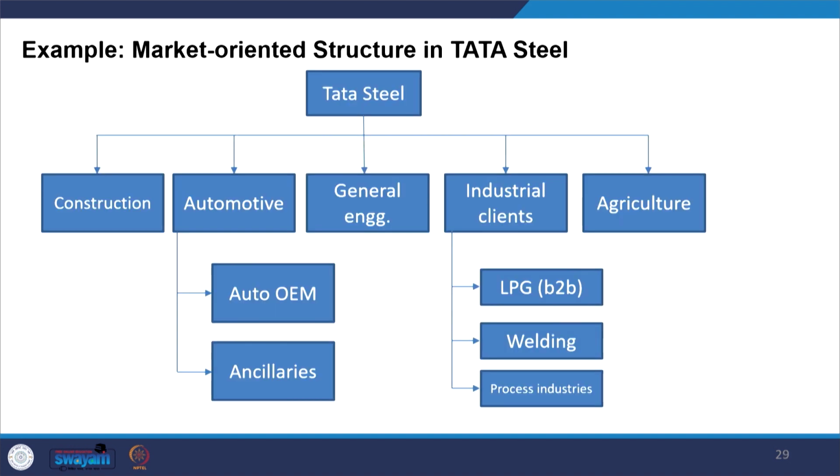Now, this is a structure for Tata Steel, for example, we have made it for Tata Steel. Tata Steel has different divisions: construction, automotive, general engineering, industrial clients, agriculture. So, these are different segments and each segment can have subdivisions. For example, automotive has OEMs and ancillaries, right, and for industrial clients you have LPG, and the welding and process industries. So, all these divisions are divided, or the structure of the organization is made on the basis of focusing on the kind of segment that you are targeting.